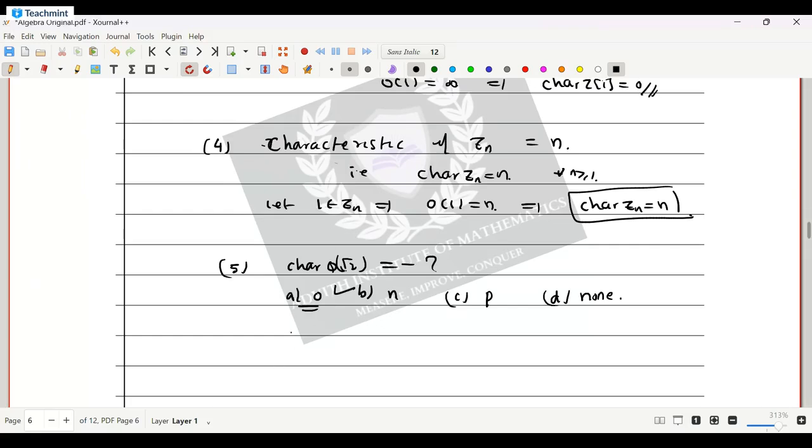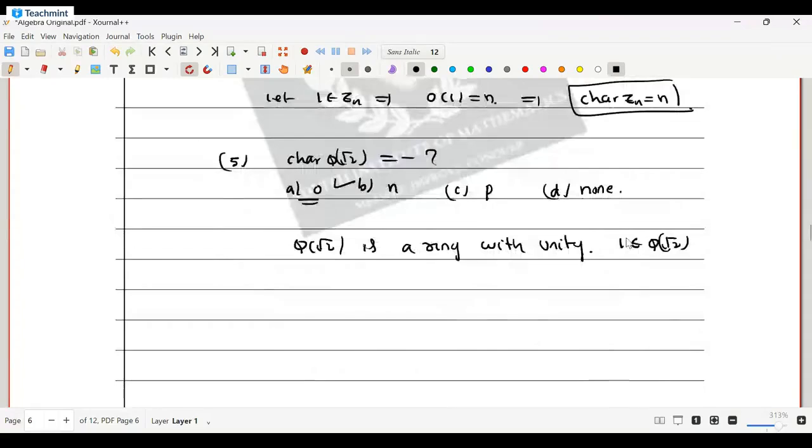0. Why? Q[root 2] is a ring with unity. Unity means the identity element with respect to multiplication. 1 belongs to Q[root 2]. So its characteristic is decided by the order of 1. What is the order of 1? It is infinity. So which implies the characteristic of Q[root 2] is equal to 0.